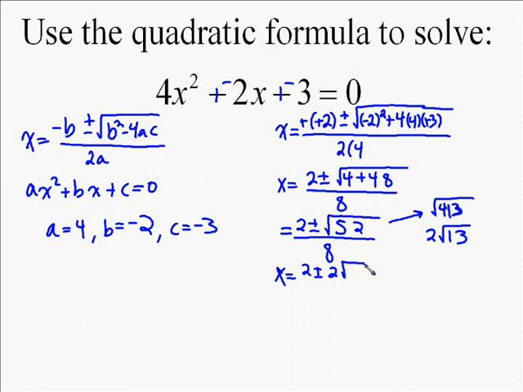Well, if you notice, since both of those terms in the numerator have 2 in them, we can cancel a 2 out of everything, and so we can change it to x equals 1 plus or minus 1 times the square root of 13, and then instead of 8, since we took the 2 out, it's just going to be a 4 left over. So 1 plus or minus the square root of 13 over 4 is your final answer.